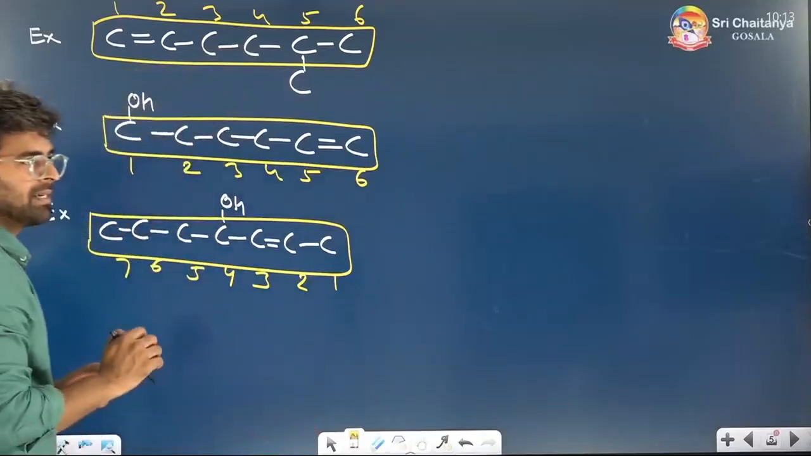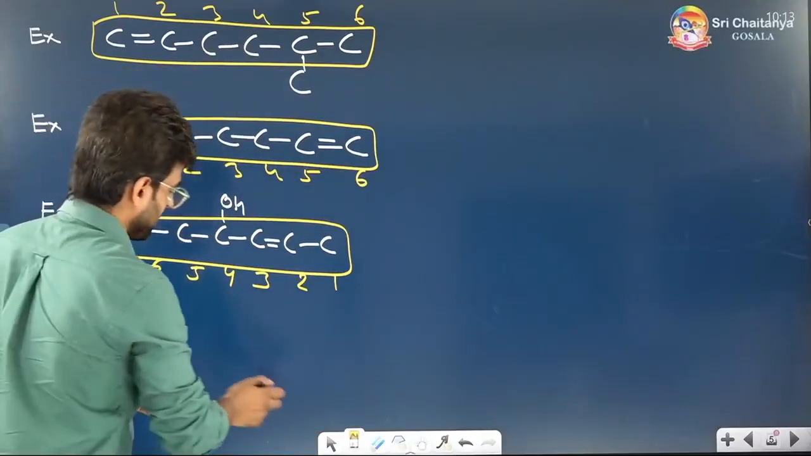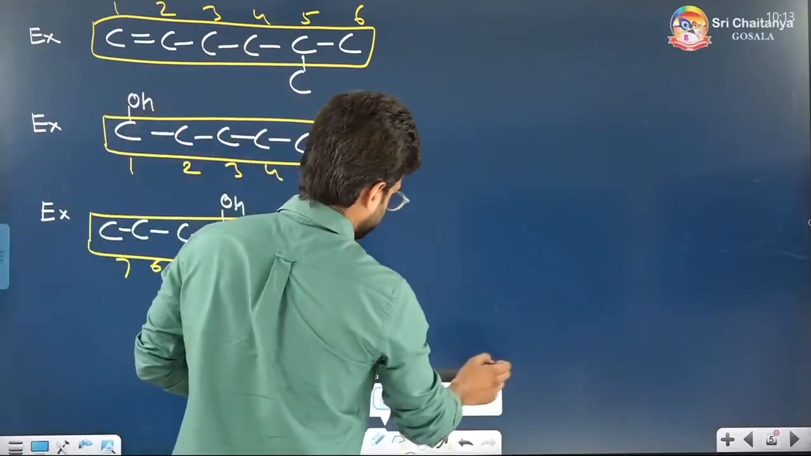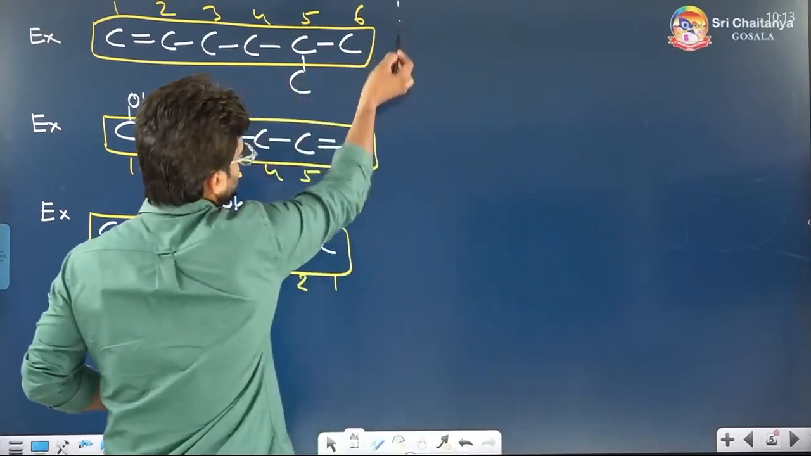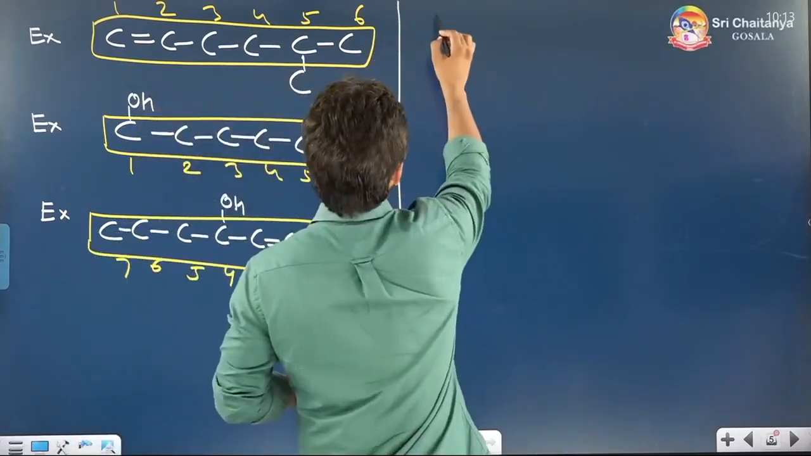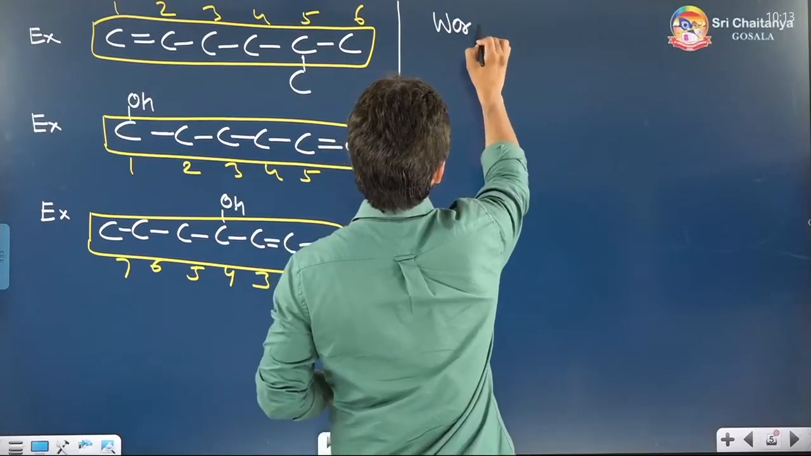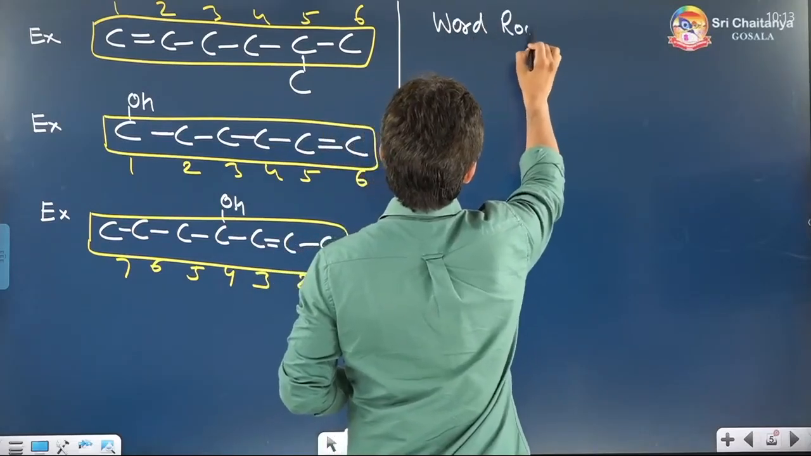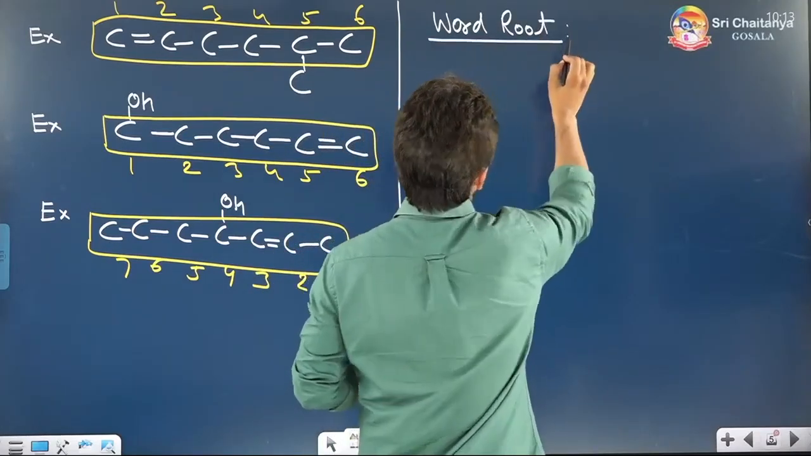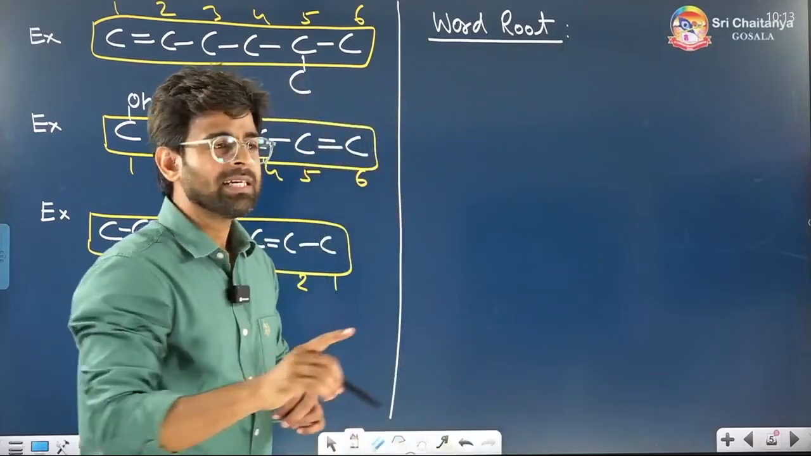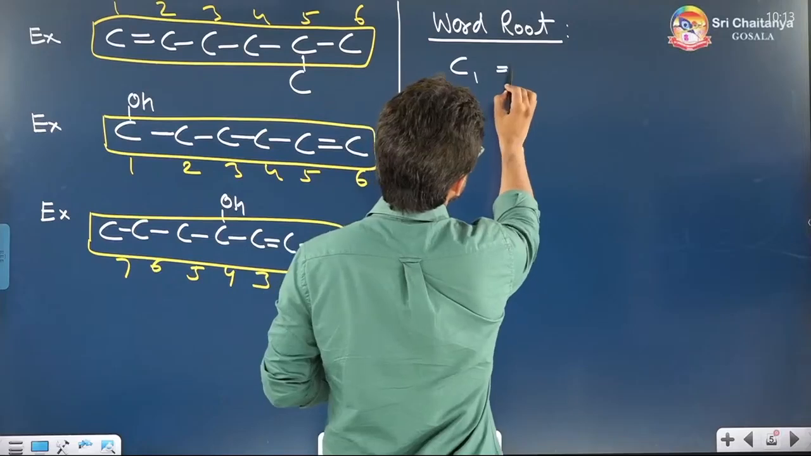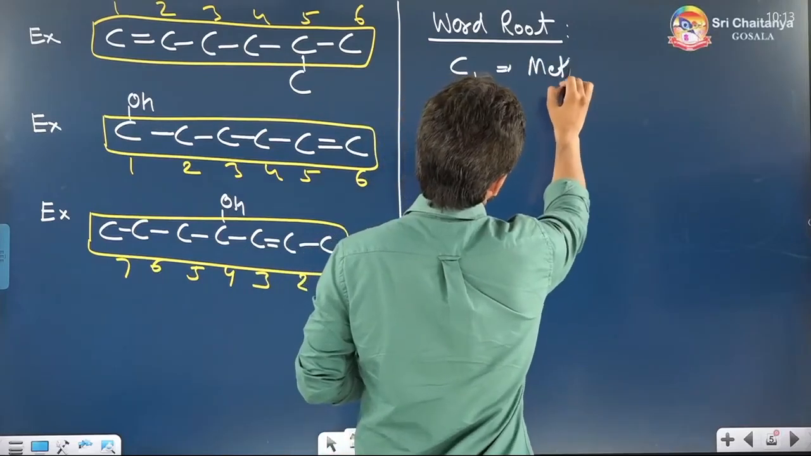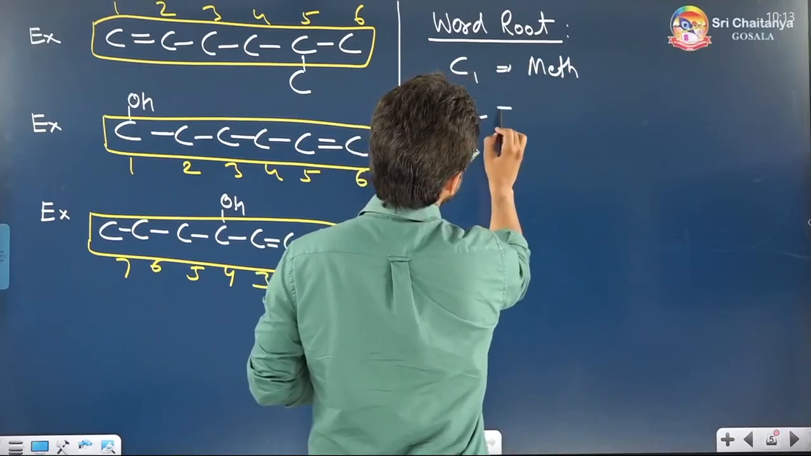Okay? Understand one thing. You know this very well, you have done it in your 10th. I am starting the naming. If you go for the word root, if you have only one carbon, what do you call this? Meth, right? If you have two carbons in our main chain, it is what? Eth.